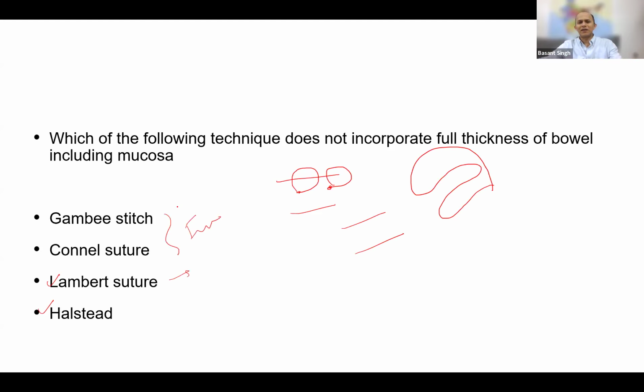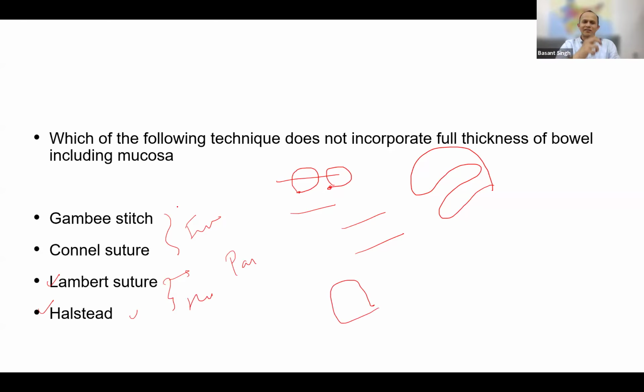Okay, Lembert is partial thickness. We just take the serosa and the muscular layer. We don't puncture the mucosa in Lembert. Halsted is also the same thing. It is just a horizontal mattress Lembert. So we go like this, and then we suture it. Okay. Yes. So we don't go through the entire bowel thickness.